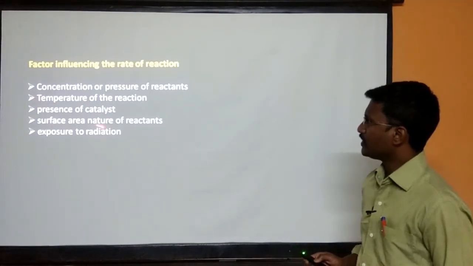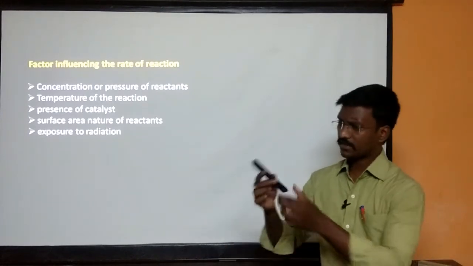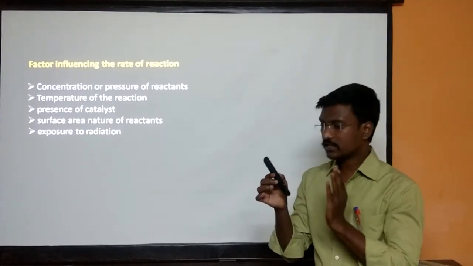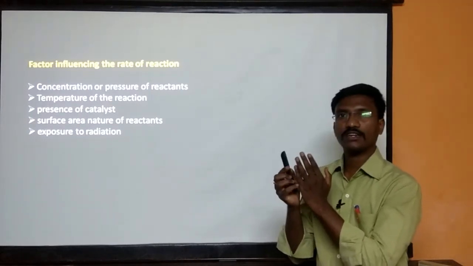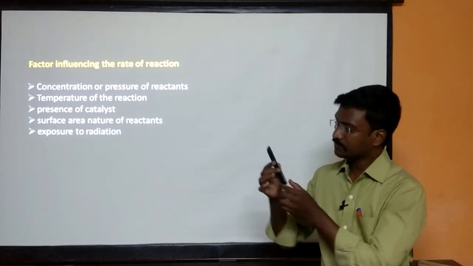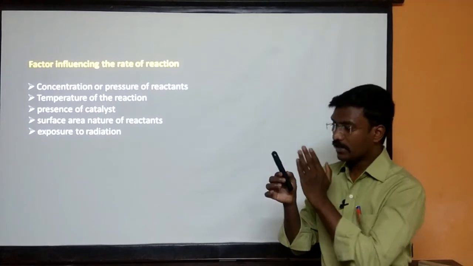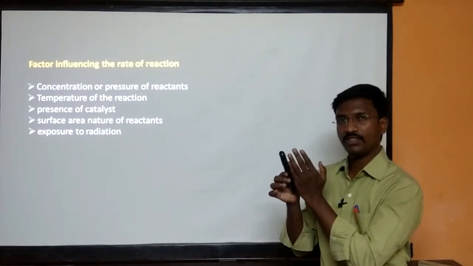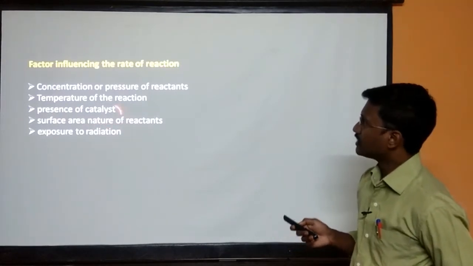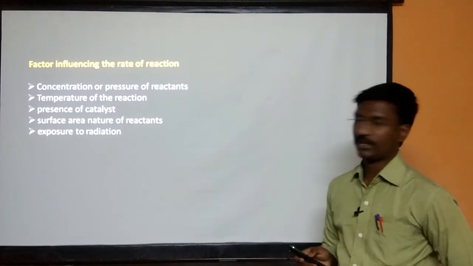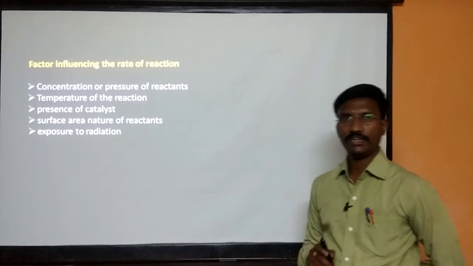Next one is the surface area, the nature of the reactant. Think that there is a reactant and one more reactant is going to react, collide or bombard with it. If two reactants are colliding or reacting with each other, one of the reactants should have the greater surface area so that the other reactant will easily combine with it. Therefore, the surface area of the reactant influences the rate of reaction. If the surface area is greater, the rate of the reaction increases.